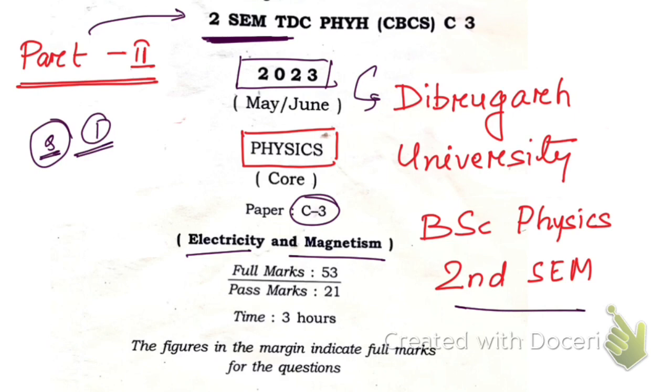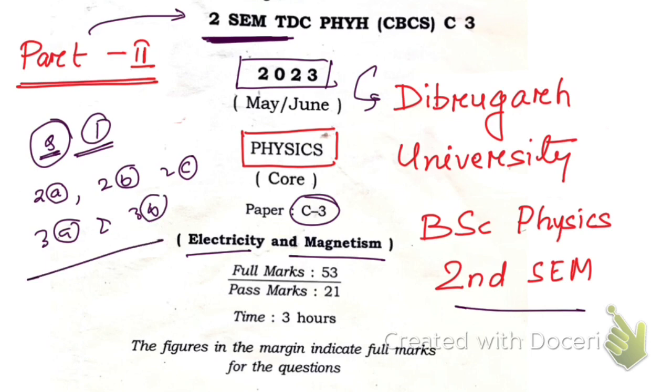Now we're going to solve from question number 2a, 2b, 2c, then 3a and 3b. Okay, we're going to solve these questions, right? And the remaining questions will be solved in the next part.